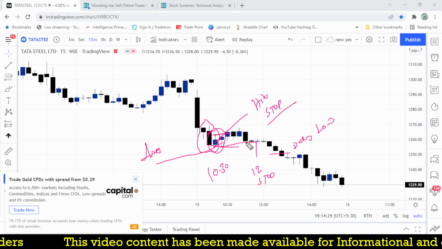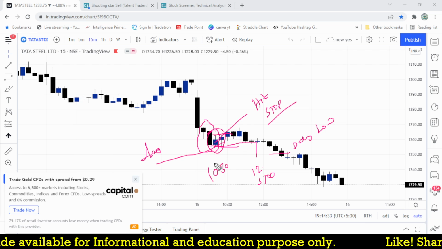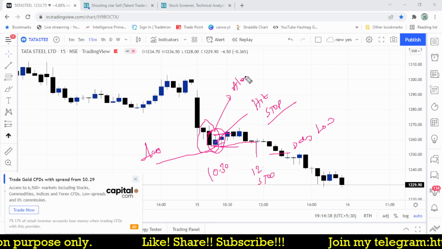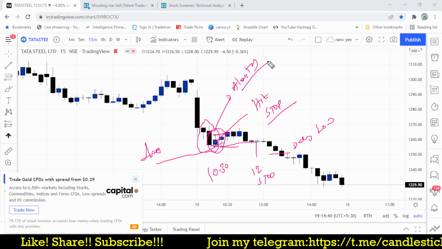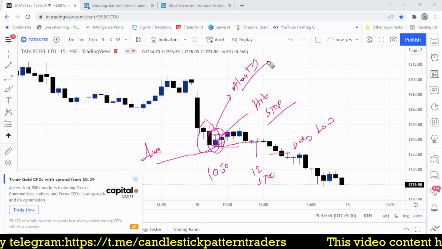Okay, so this will not appear on the scanner, but sometime later, if you check the scanner, it will not appear. So if you want a real backtest, you can use the alert system to get the stocks which are forming that pattern. So you can even use an alert system.